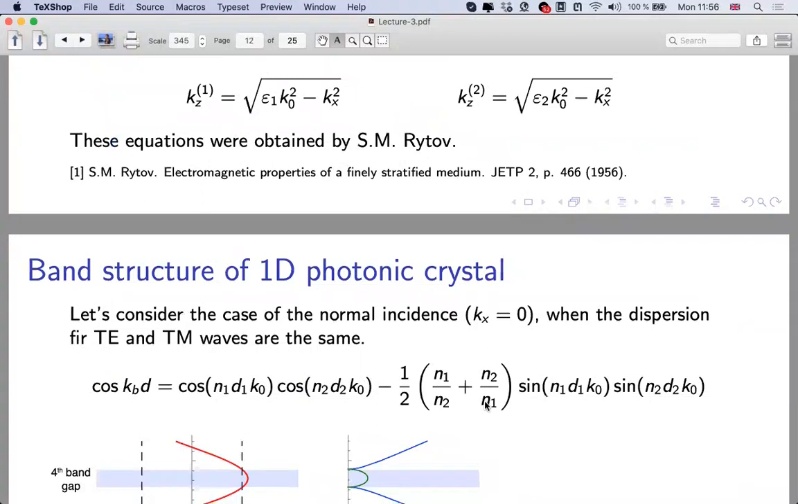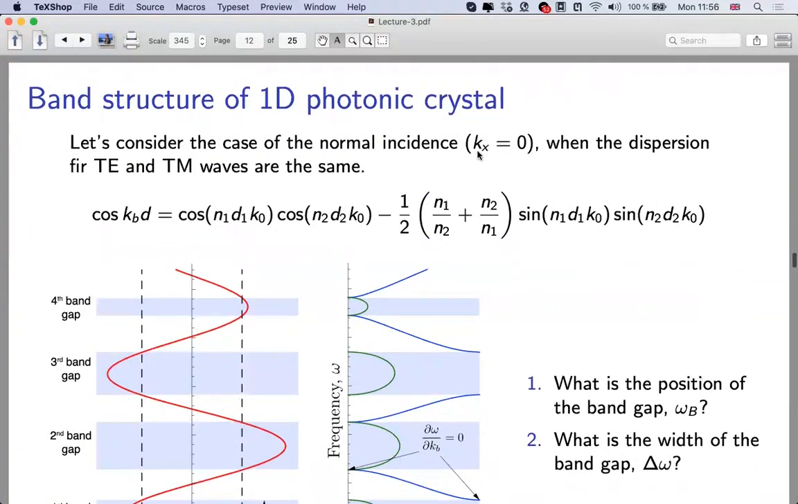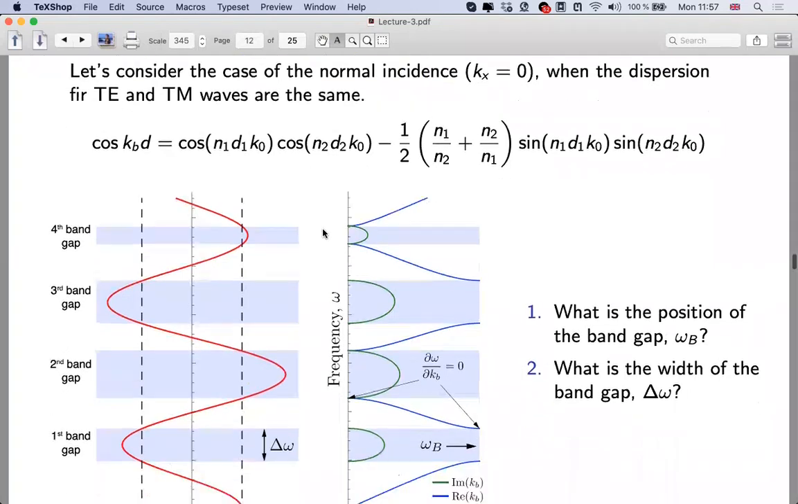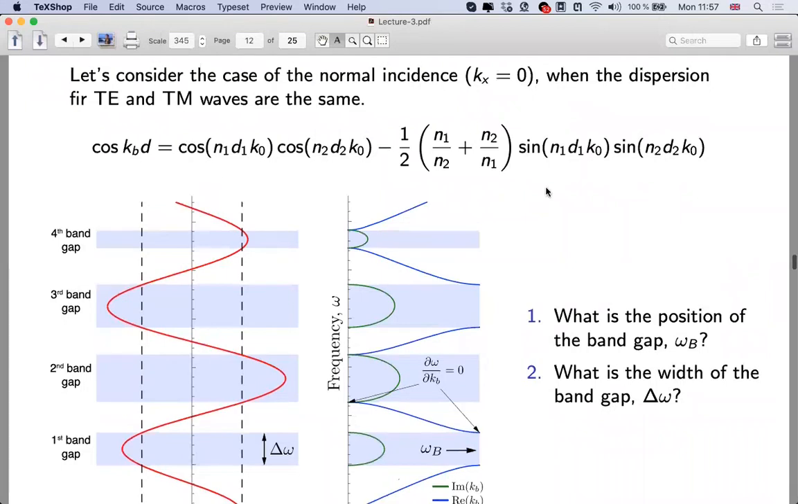Okay, and now let me put, as I told you, kx equal to ky equal to 0, and I will rewrite the dispersion equation in the following form. Now it looks much more simple for normal incidence. Cosine kb d equals cosine n1 d1 k node, cosine n2 d2 k node, sine functions, and this bracket. Okay. And let me plot just the right part of this equation as a function of k node. Oh, as a function of frequency, yeah.